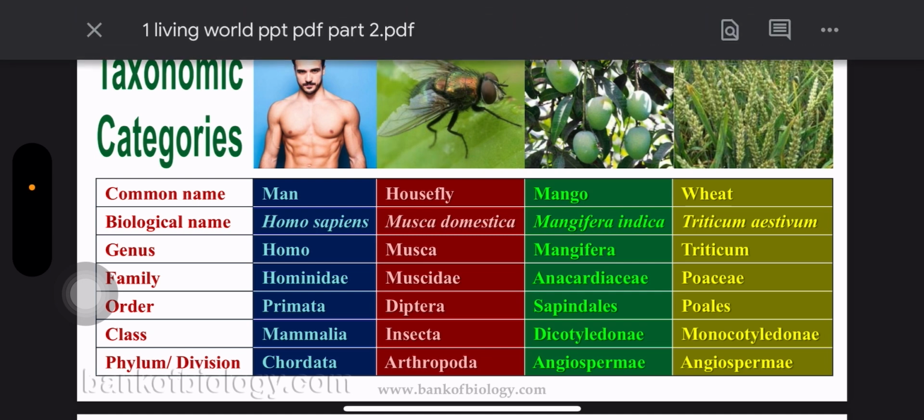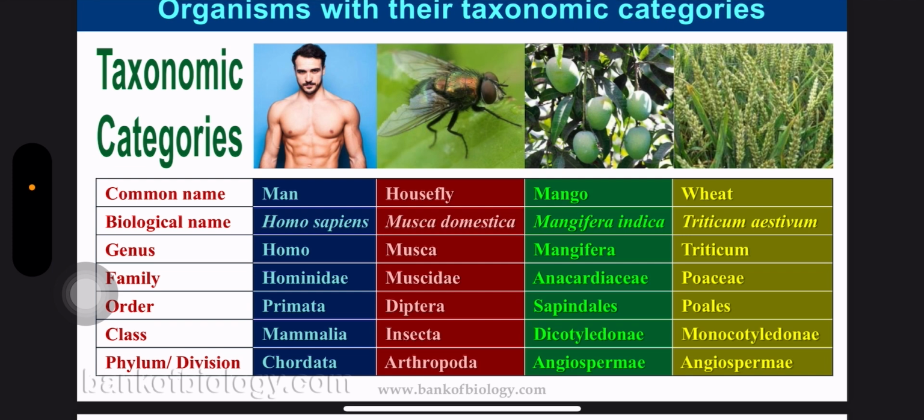Whereas Musca domestica, the housefly: Muscidae is the family, Diptera is the order, insecta is the class, Arthropoda is the phylum. For the plant example, Mangifera indica is the mango: Anacardiaceae is the family, Sapindales is the order, the class is Dicotyledonae, and the phylum is Angiospermae. Wheat, Triticum vulgare and Triticum aestivum: Triticum is the genus, Poaceae is the family, Poales is the order.